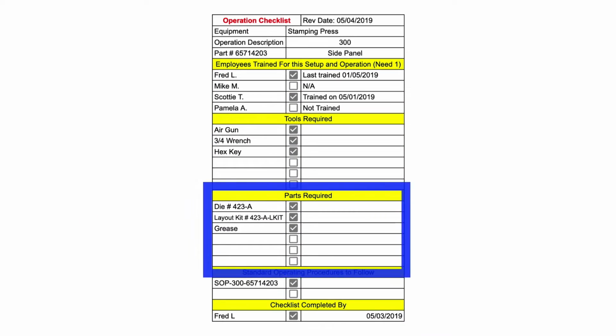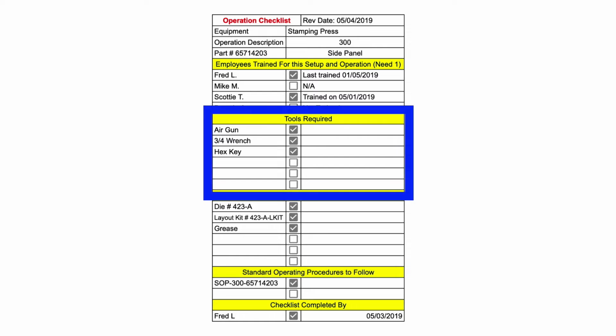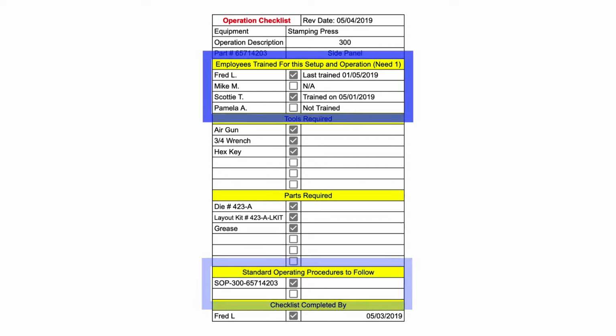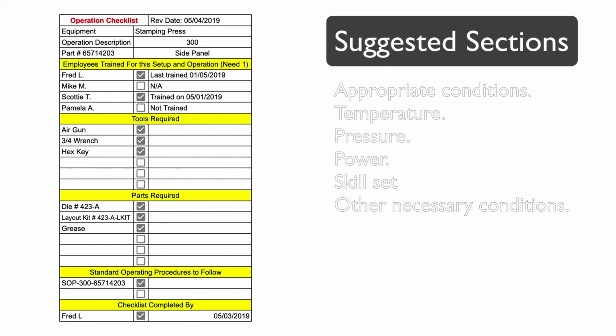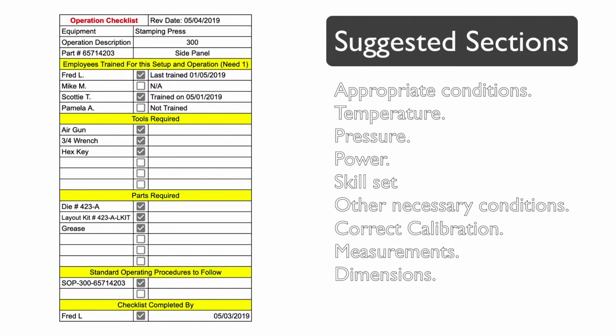Just be sure that you adapt your list to your needs. Parts needed, tools needed, specifications, and workers. You will also want a section to list appropriate conditions for work, such as temperature, pressure, power, skill set, and any other necessary conditions. Another suggestion is to have a section for correct calibration, measurements, and dimensions at each operation.